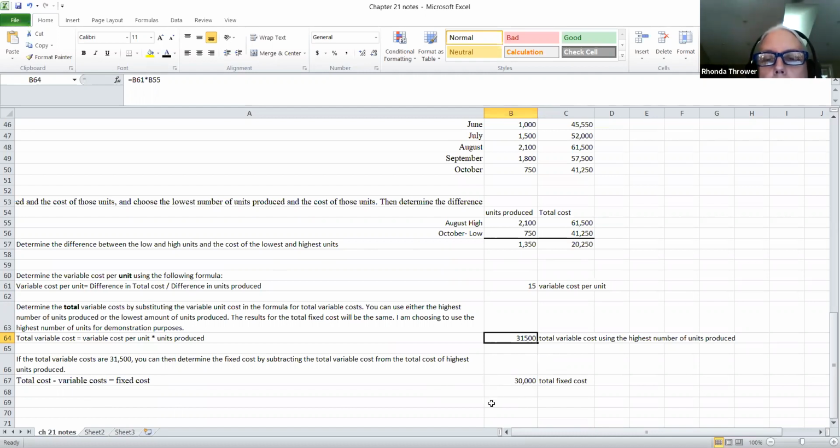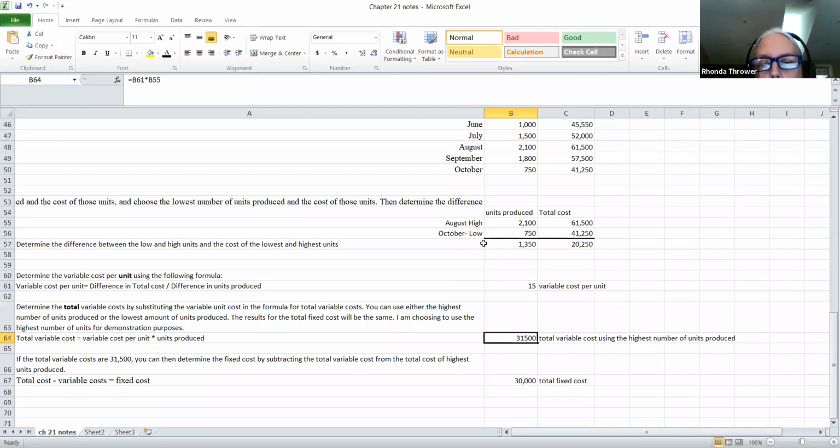So when you have a mixed cost, you need to learn how to separate the variable cost from the fixed cost, because a mixed cost will have both variable and fixed cost components in it. You need to learn to separate those costs out, and to do that, we will use the formulas that I talked about here.